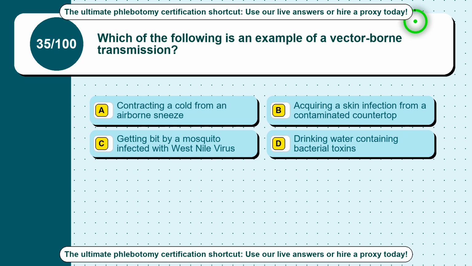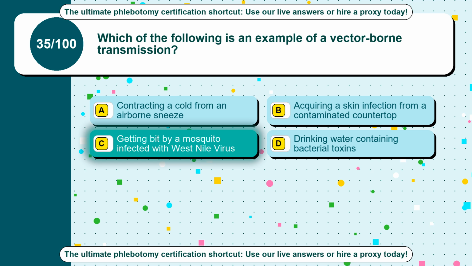Question 35. Which of the following is an example of a vector-borne transmission? Option A. Contracting a cold from an airborne sneeze. Option B. Acquiring a skin infection from a contaminated countertop. Option C. Getting bit by a mosquito infected with West Nile virus. Option D. Drinking water containing bacterial toxins. The correct answer is option C.